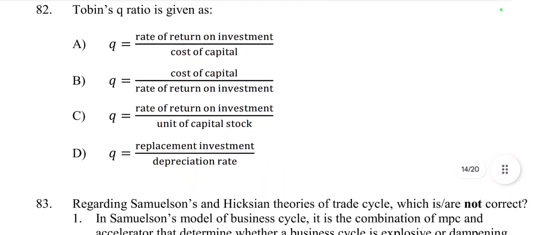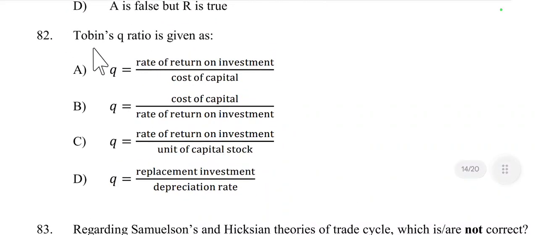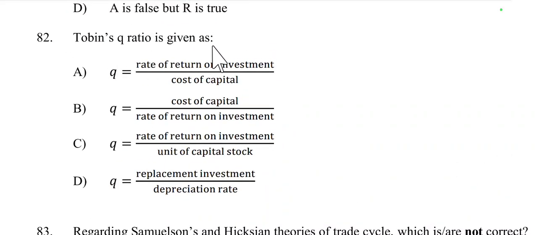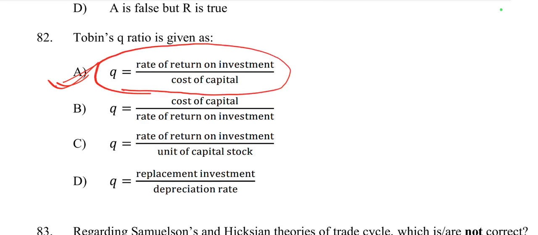Then question number 82. Tobin's Q ratio is given by Q equal to the rate of return on investment divided by the cost of capital. Yes, this is the right answer. It is a direct formula, so option A is right here.